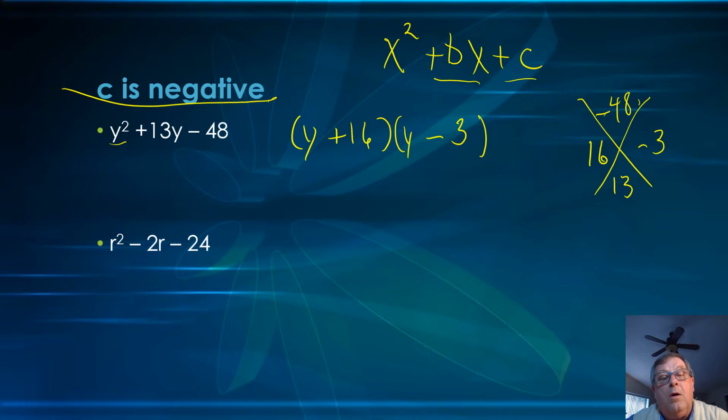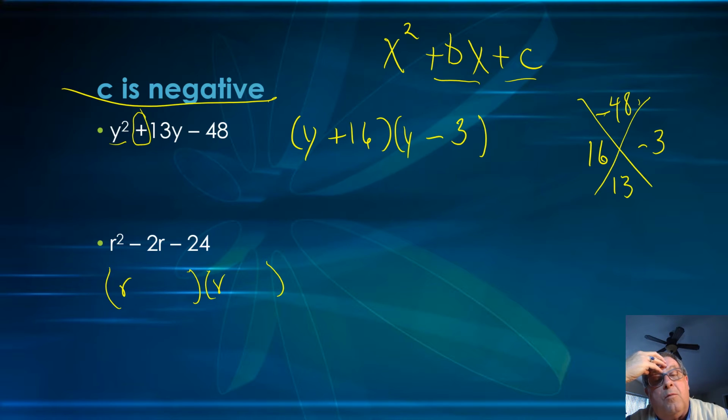Let's look at the second one. Here we've got r squared minus 2r minus 24. If you notice, going back to the first one, once I found the two factors, I'm looking at the absolute value of that number, and it would be, of course, positive 16. The same thing is going to be true here on this r squared minus 2r minus 24. Again, I'm going to draw my two parentheses. I'm going to have an r in the first one and an r in the second one. R times r is r squared.